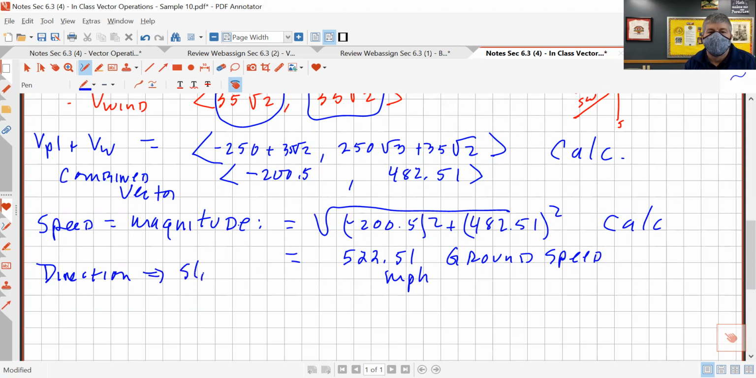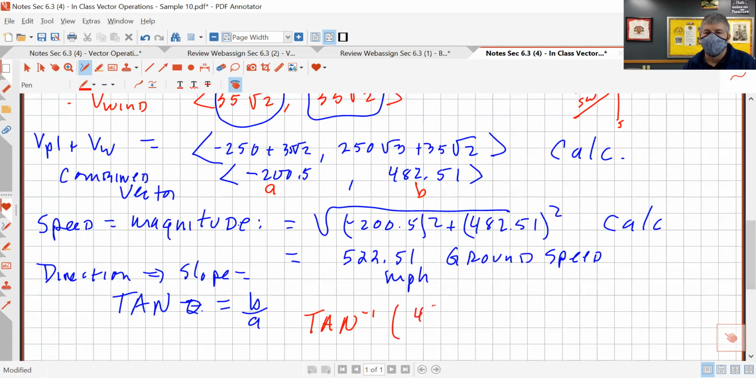which is slope, which in our case is tangent. And tangent of theta, doesn't that equal B over A? Sweetness. There's B. There's A. Remember that? So arctan of 482.51 all over negative 200.5. Plop that in our calculator.